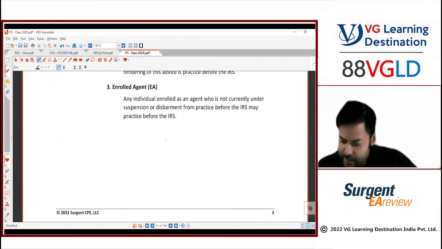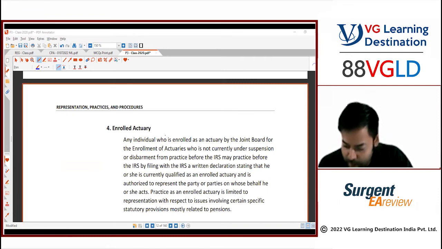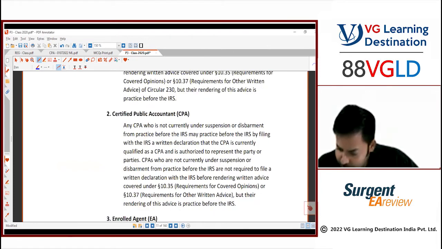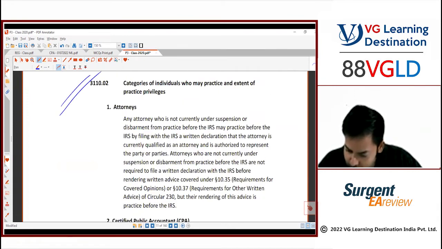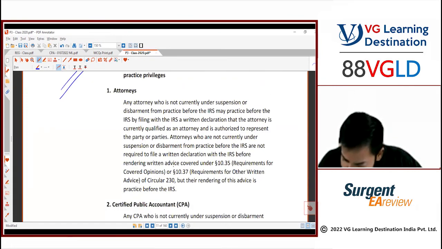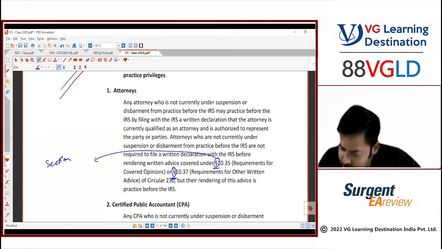So basically, in this case, we are going to cover everyone who is not disbarred and who is not suspended. In between, you would have found a lot of referencing. Let's say this. If I'm an attorney, this is called this sign. What is this sign called, guys? This is basically the referencing for the section. Yes, that's the referencing for the section in this case.